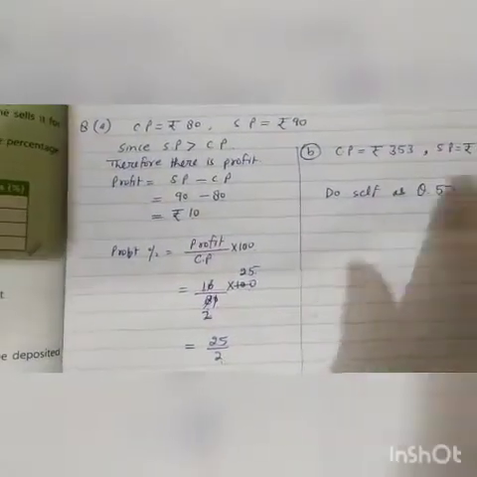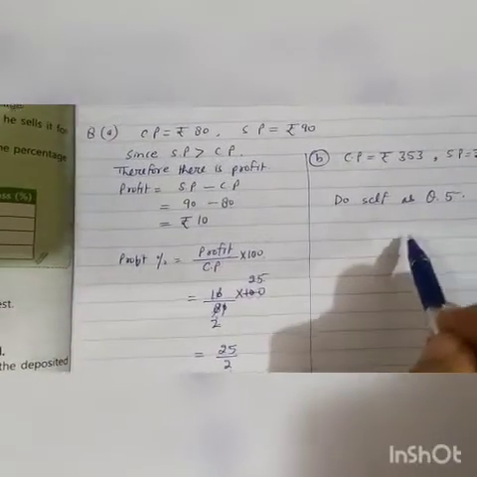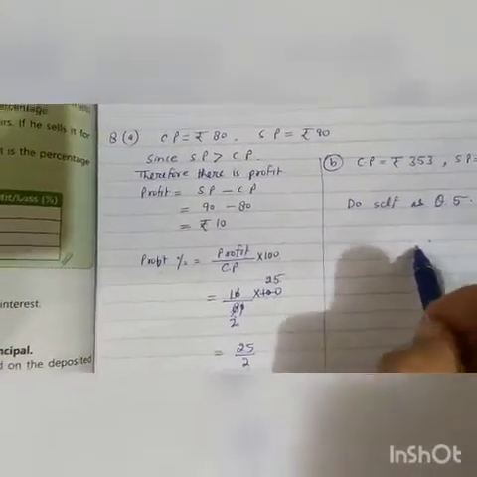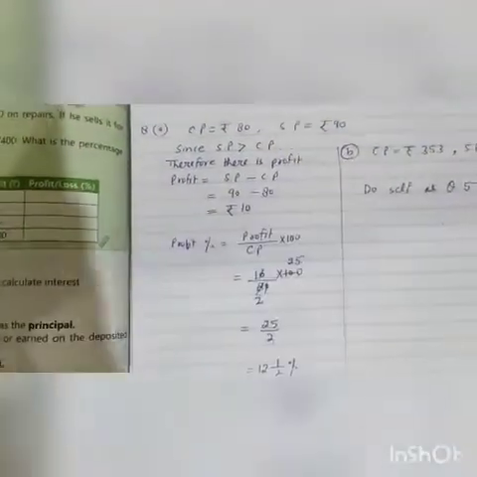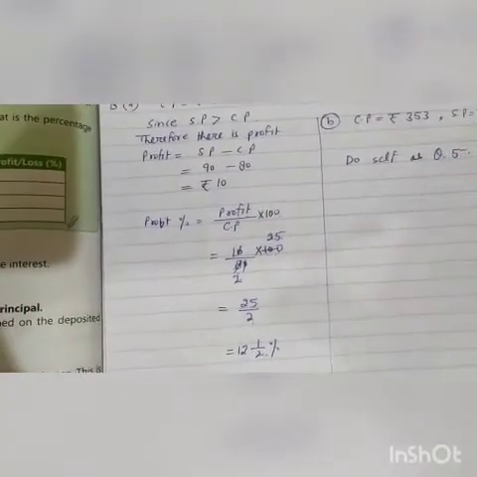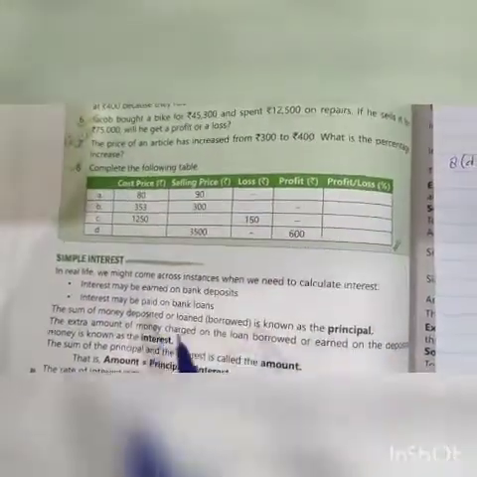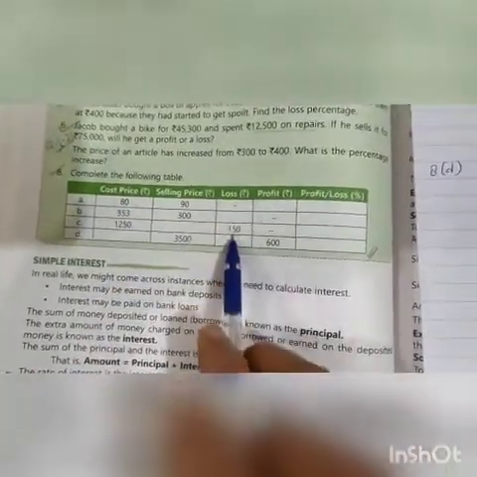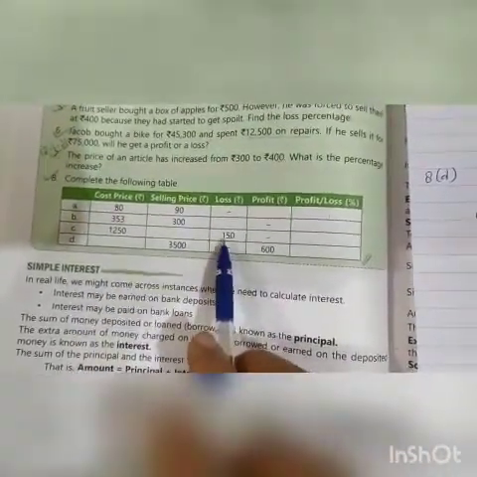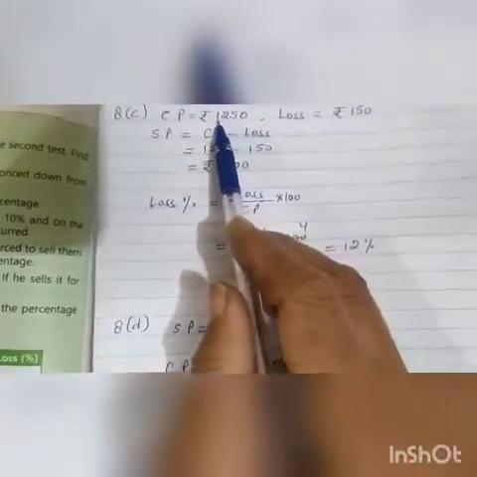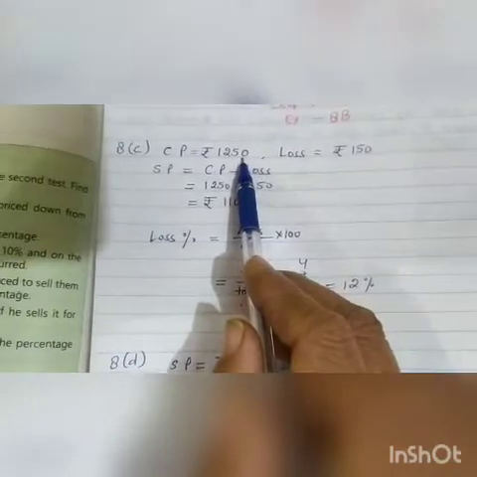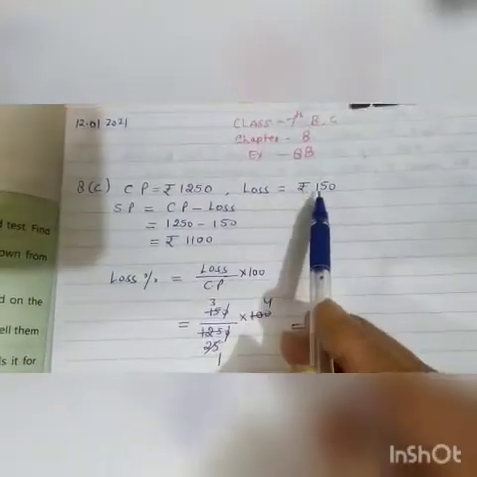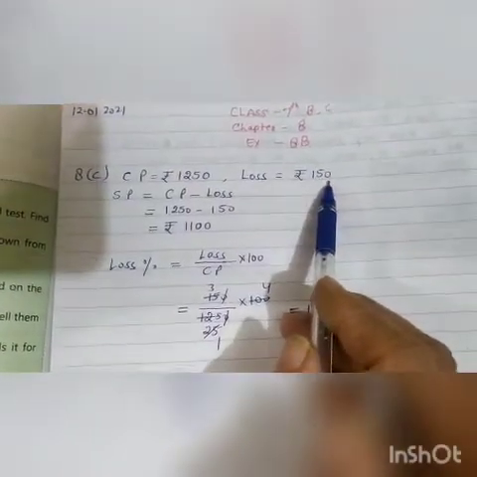Okay. Now the B part is the same, so you will do it yourself. Come to its C part. In the C part, cost price is given and loss is given. First we will find the selling price. See here, cost price is given 1250 and loss is given 150 rupees.